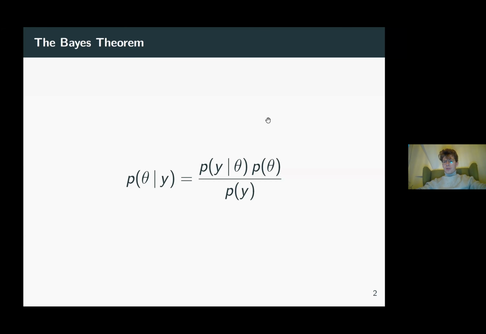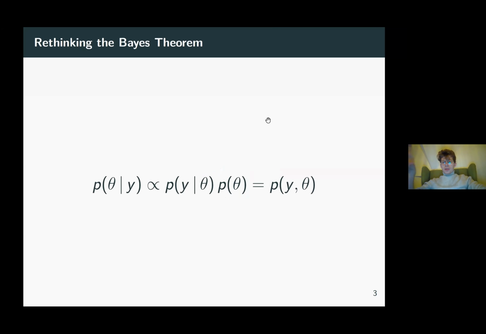Then we combine those two sources via multiplication, and to make sure that the resulting function is actually a distribution, that is our posterior distribution, we normalize using the marginal likelihood P of y. The marginal likelihood gets us into trouble in a lot of cases, but we don't need to talk about that here today.